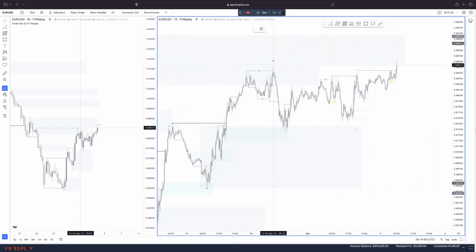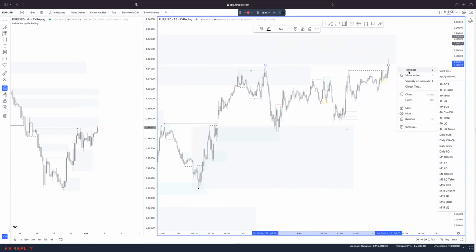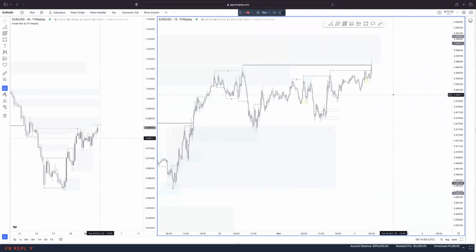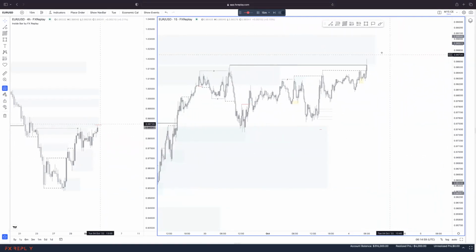Yeah, we have had the break of structure. So we've got a new swing range to work with as well. Obviously within the range. It's our swing low.